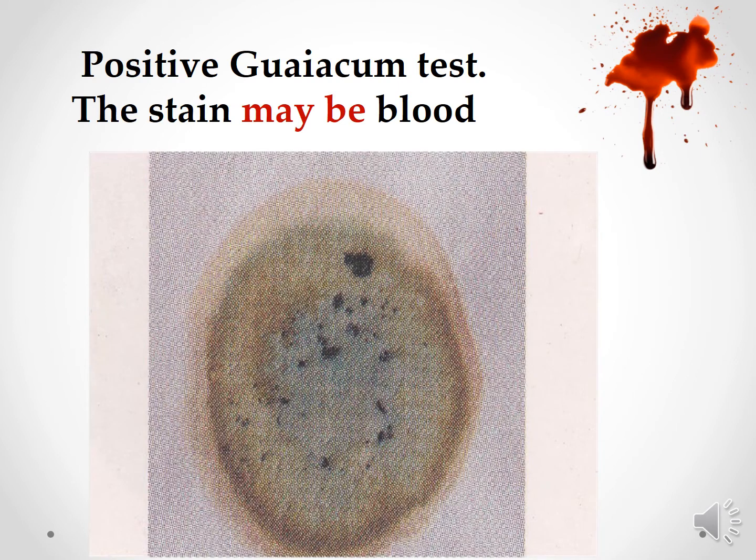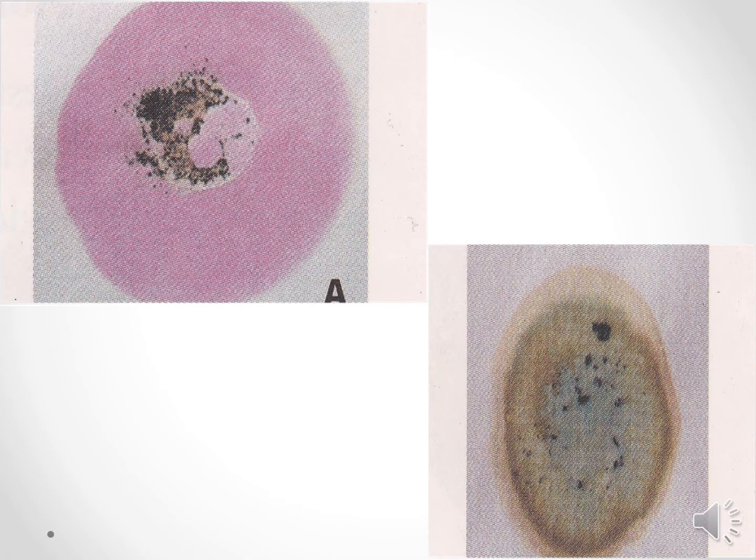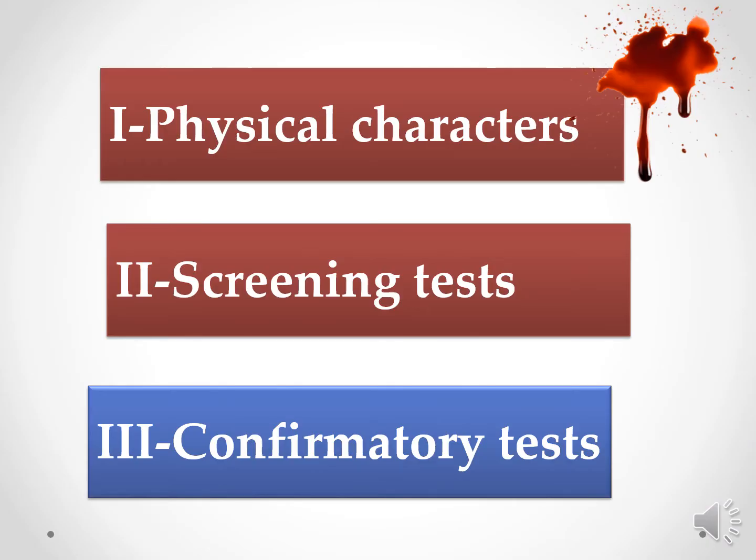What is this? This is a positive guaiacum test. The stain may be blood. Above is a positive phenolphthalein test. Below is a positive guaiacum test. Value in both: the stain may be blood. The third stage of identification of blood stain is confirmatory tests.